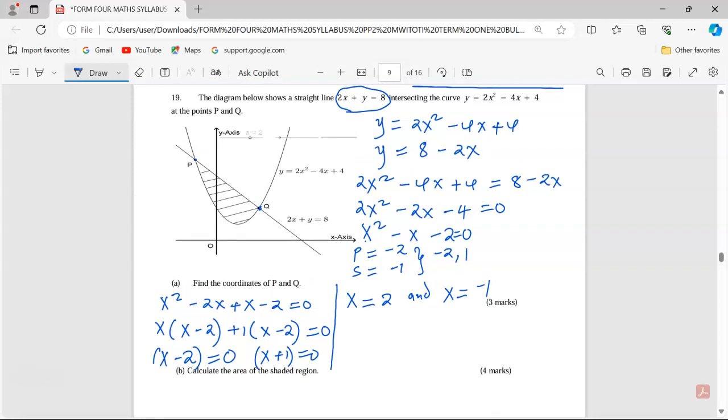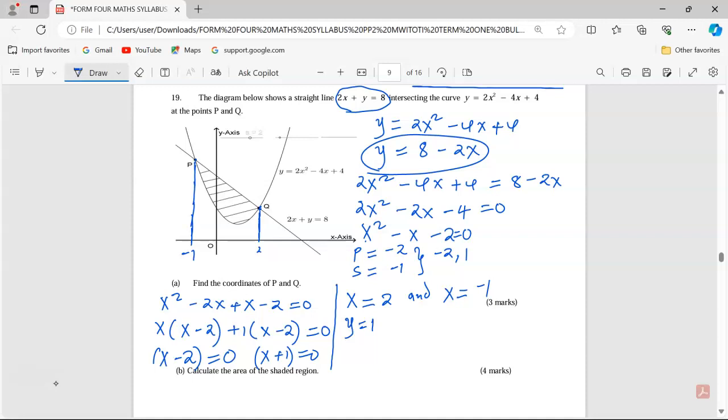Therefore, according to the drawing, x is 2 at Q, and x is negative 1 at P. Now I want us to get the values of the coordinates. The value of y can be obtained by replacing x in any of the equations, so we can replace in the second equation.